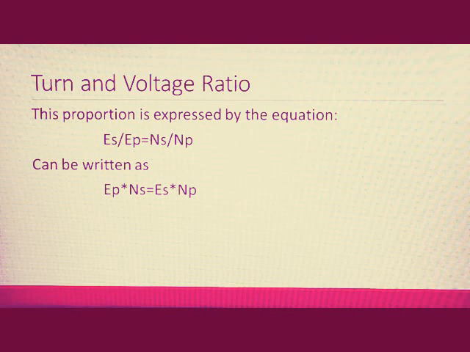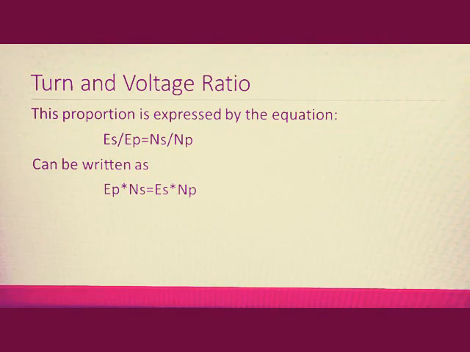Turn and voltage ratio is used to calculate the voltage ratio. This proportion is expressed by the equation: the voltage applied to the primary divided by the voltage induced in the secondary equals the number of turns in the primary divided by the number of turns in the secondary. Notice the equation shows that the ratio of secondary voltage to primary voltage is equal to the ratio of secondary turns to primary turns.